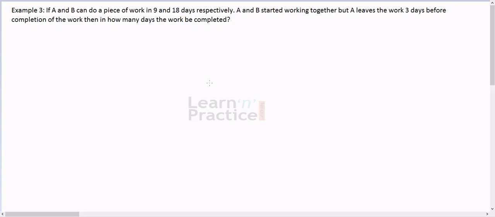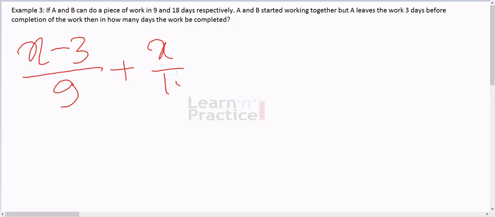Now A can do the work in 9 days, but he worked till 3 days before the completion of the work. So let's consider that the work was completed in X days. That means A worked for X minus 3 days, and he can complete the work in 9 days. And B worked for the whole time period. That means B worked for X days and he can complete the work in 18 days. They work together and they can complete the work here. Now if we solve this, we can get the answer.